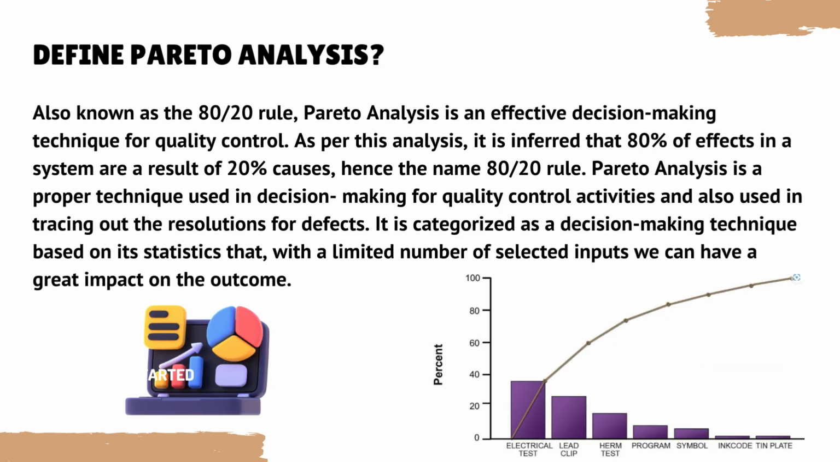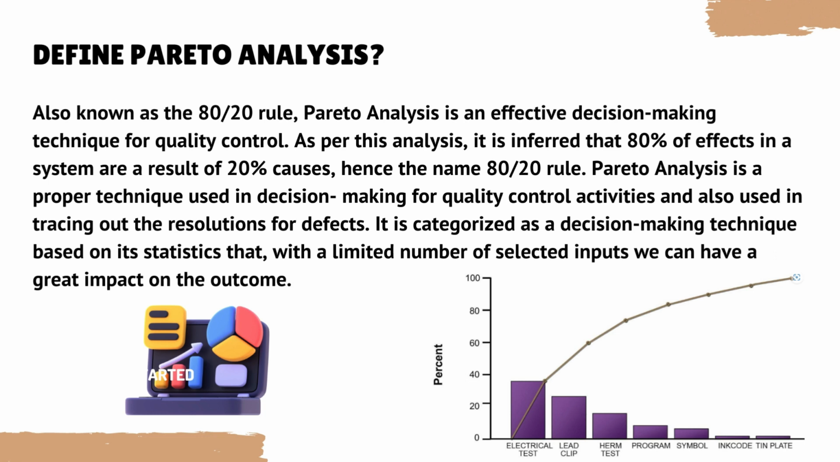Now define Pareto analysis. So Pareto analysis is known as the 80-20 rule. Pareto analysis is an effective decision making technique for quality control. As per the analysis, it is inferred that 80% of the effects in a system are the result of 20% of causes. Hence, the 80-20 rule is applied.